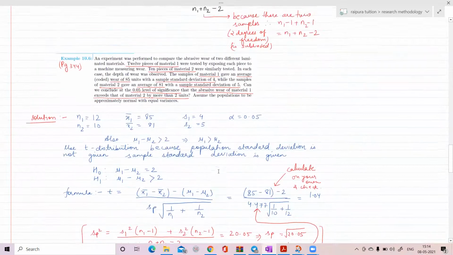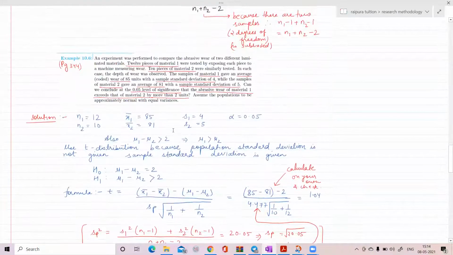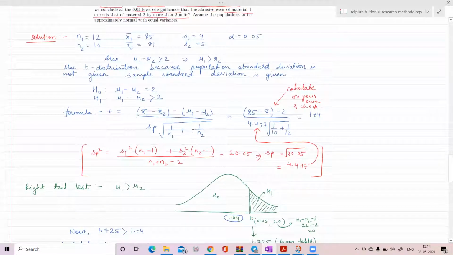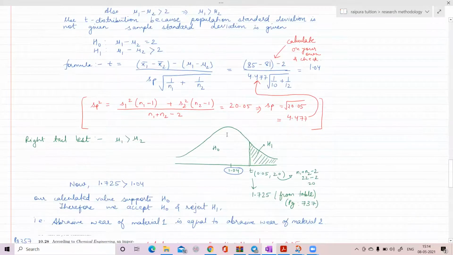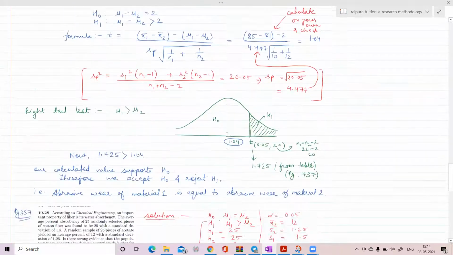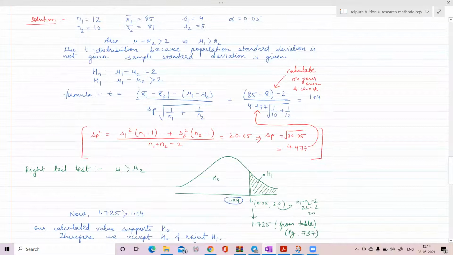Now here is one of the examples on page number 344. So we will be calculating the t distribution because the population standard deviation is not given. Okay. So this is the numerical. And here also we need to do the same thing. We need to calculate the value of t. It came up to be 1.04.